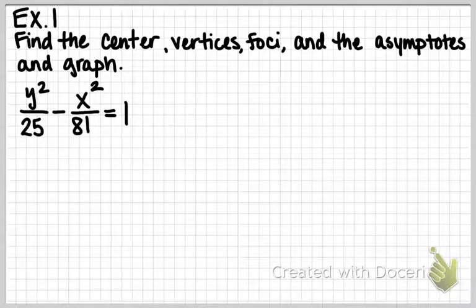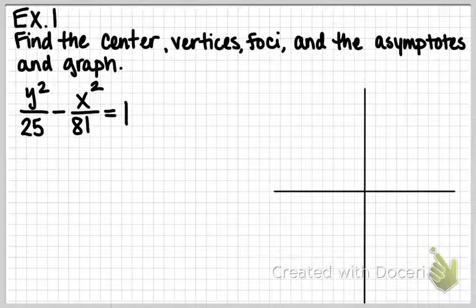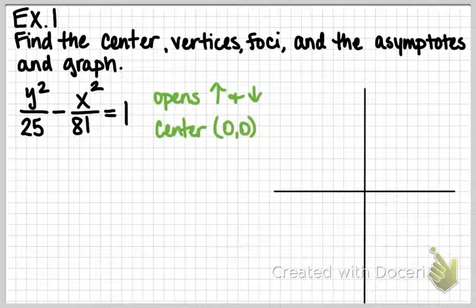Example 1 wants us to find the center, vertices, foci, and asymptotes. We're going to start the same way we graph ellipses and circles. There's going to be a few differences after we put those initial points on. We start with the center, and I know that this hyperbola is going to open up and down because y squared is first, positive. My center is 0, 0, same as with ellipses, it's the number on top with x squared and y squared.